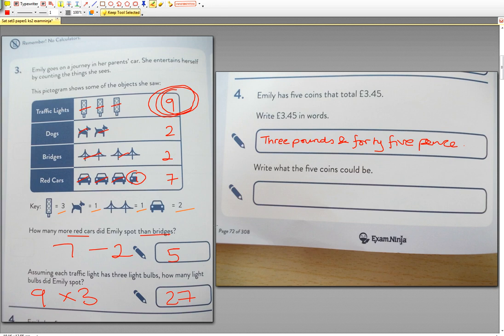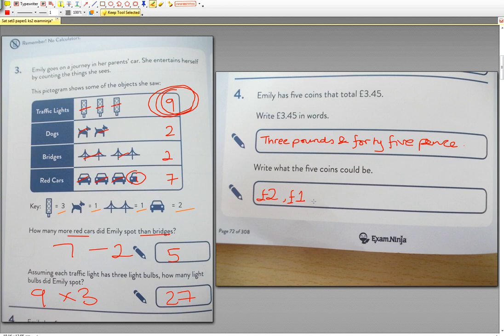Write what the 5 coins could be. So to make £3.45, we can only make it in 5 coins. So first of all, we should have which kind of coin? £2, followed by a £1. £1 to make the £3, isn't it? Okay, that's already done, so we have to now make 45p using how many more coins we got left?